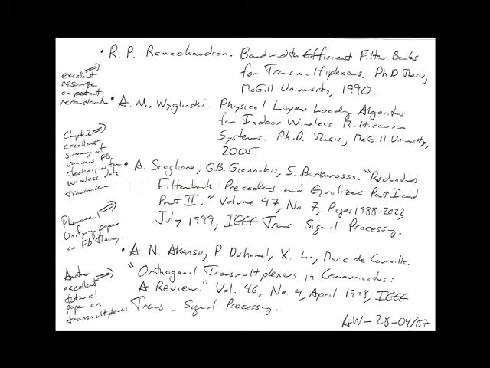So R.P. Ramachandran. He's actually on faculty right now. What is the name of the university in New Jersey? Rowan University. Where is that? It's in southern New Jersey. Okay, but he's on faculty there. Really nice guy. I think his father is also a professor, at Concordia University in Montreal.